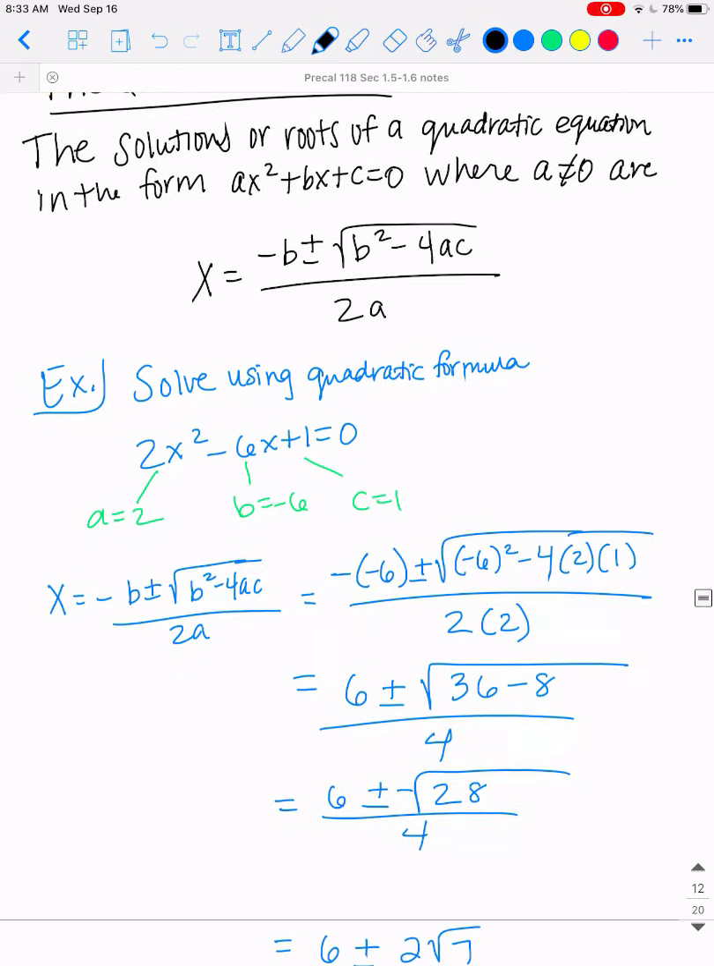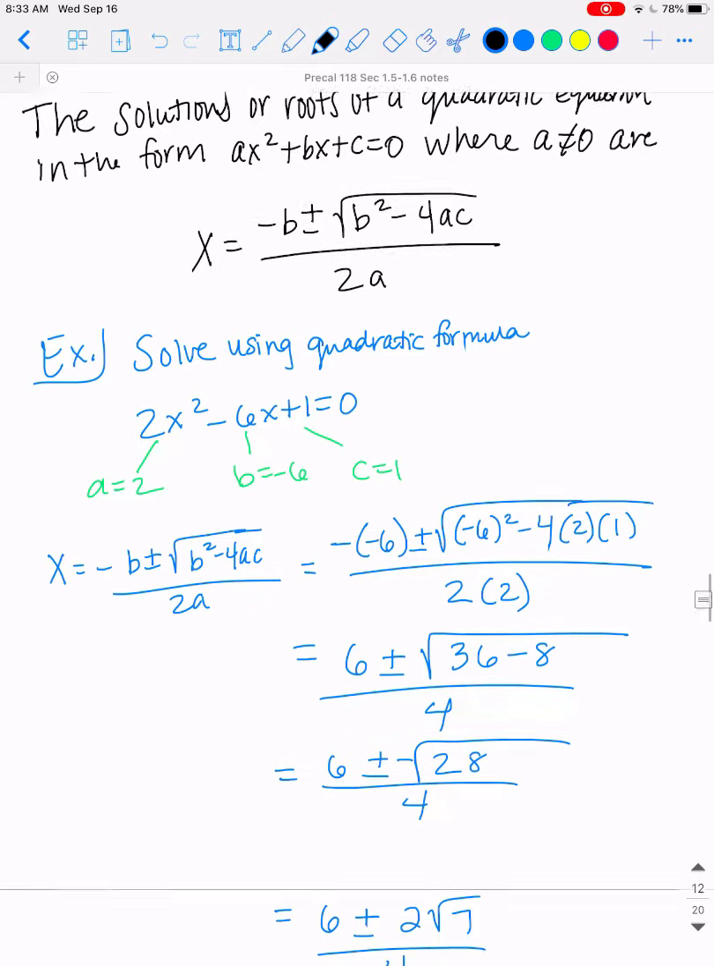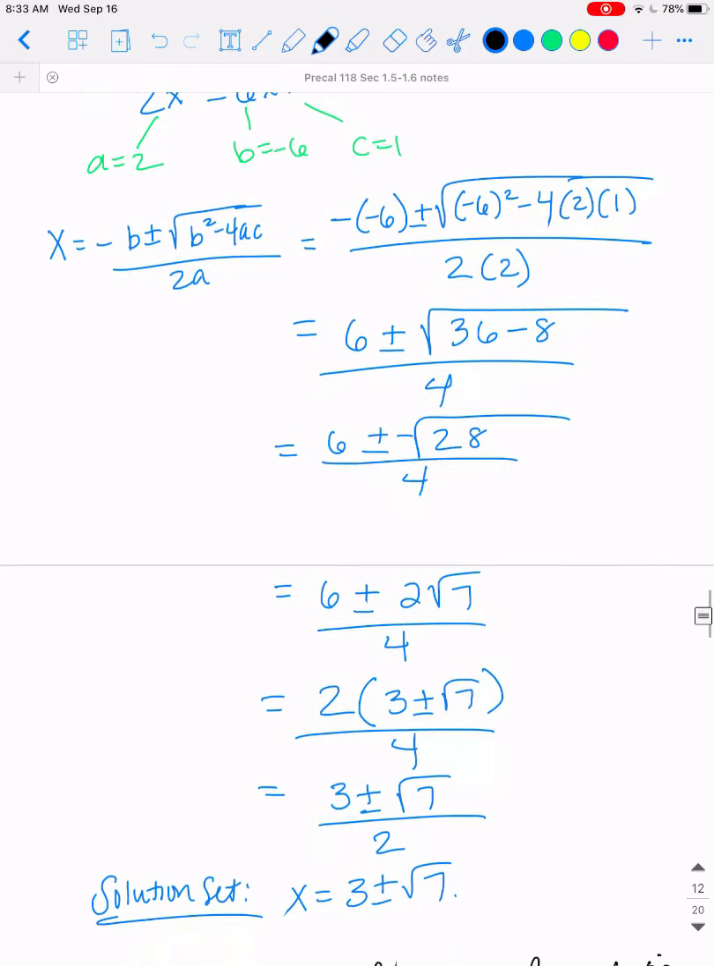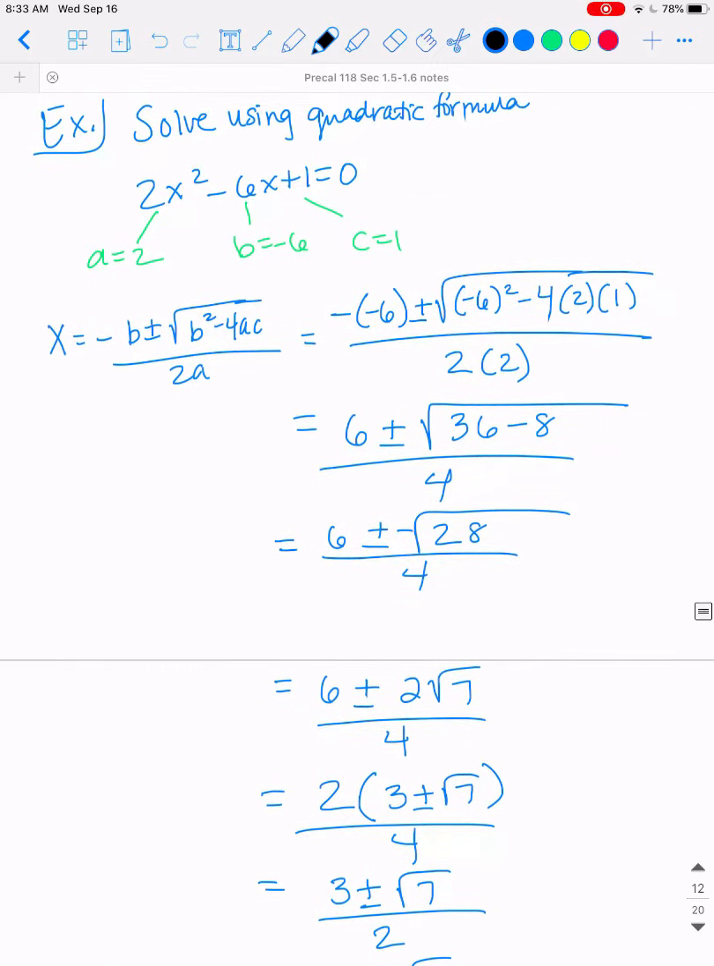So we're going to go ahead and solve this quadratic equation using the quadratic formula. So we have 2x squared minus 6x plus 1 equals 0. So we know that our a is equal to 2, our b is equal to negative 6, and our c is equal to 1. So we have our quadratic equation here. So go ahead and plug in the values. So we plug in negative 6 for b.